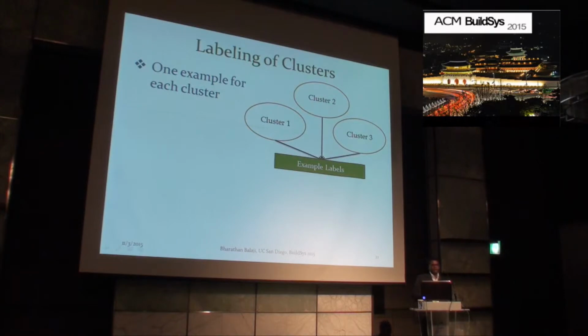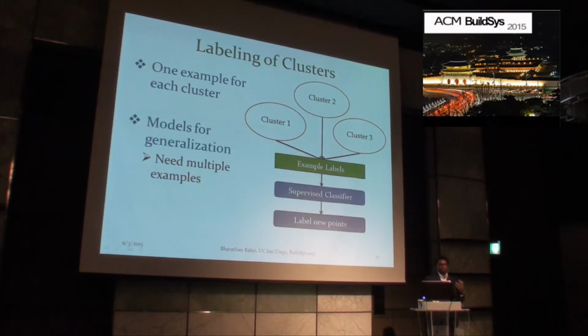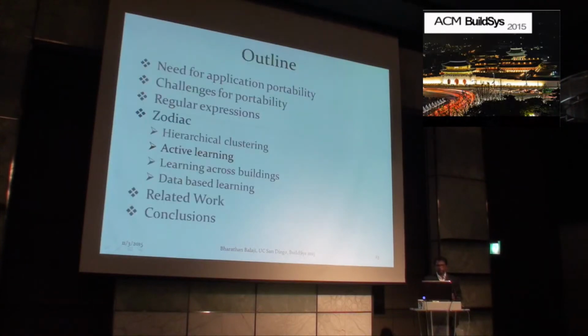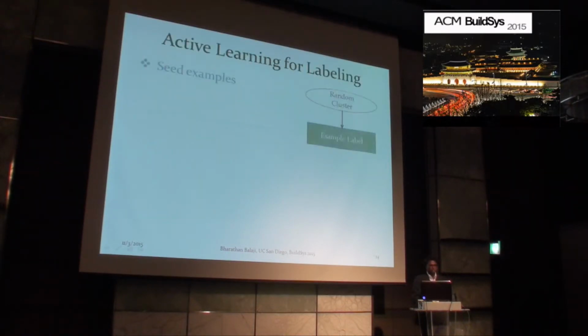Now, to label all of these, I just need one example from each of these clusters. So the number of examples I need is equal to the number of clusters. But to generalize this, I need a model. If I label new points, I need a way to predict the type of each one, and we use a supervised classifier for that. These might need multiple examples for the same cluster in order to be accurate. However, that's why we go into active learning methods, to see whether that will work for us.